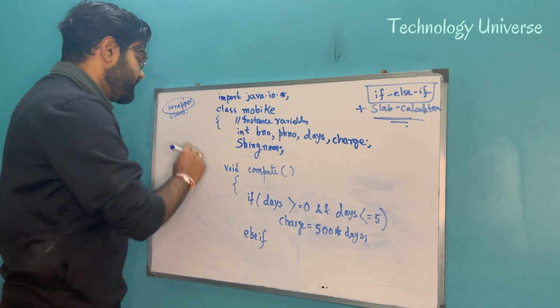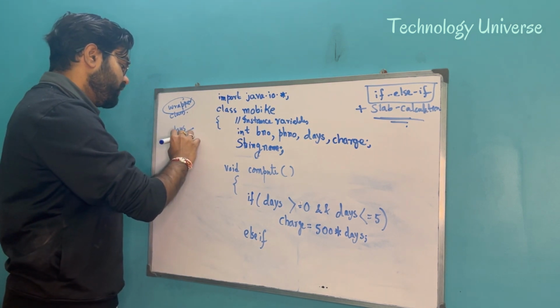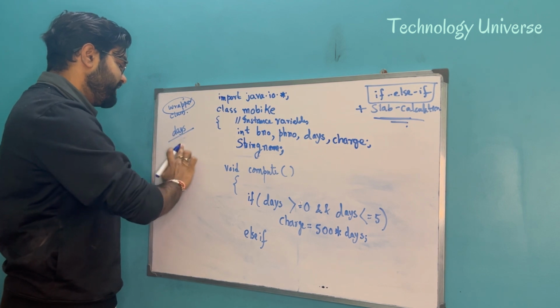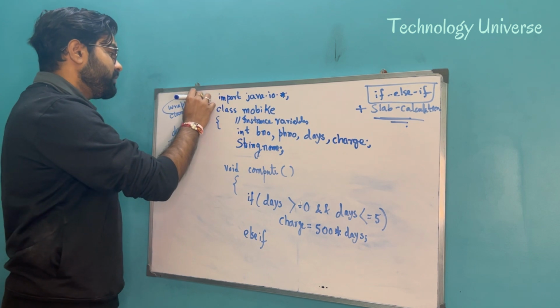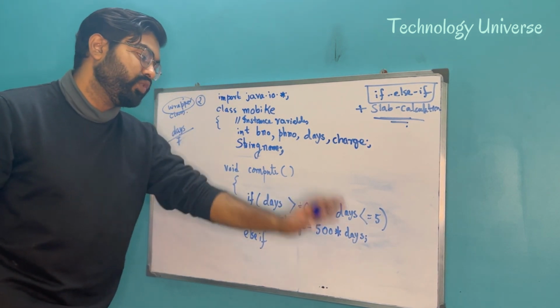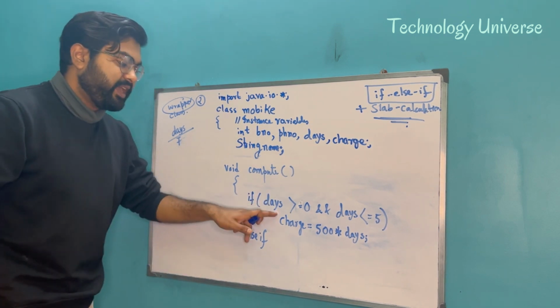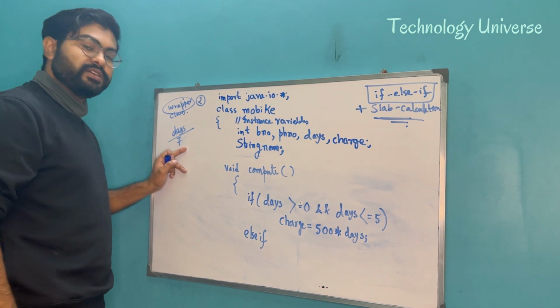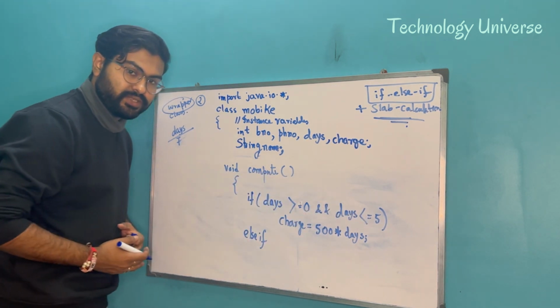Suppose the number of days my bike is resting in that parking area is 12, or let's say it's 7. This case was when my number of days was, suppose, 2 or 3. Then it is lying below 5, so directly 2 into 500 would give us the rental charge. How about if my days is not 2, my days is 7? Then it is not lying in the 0 to 5 range.